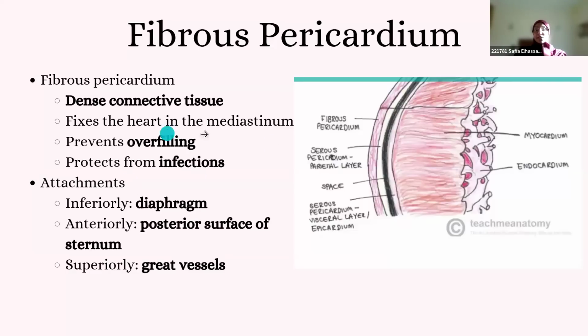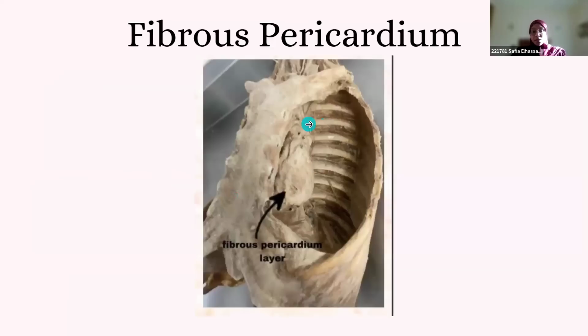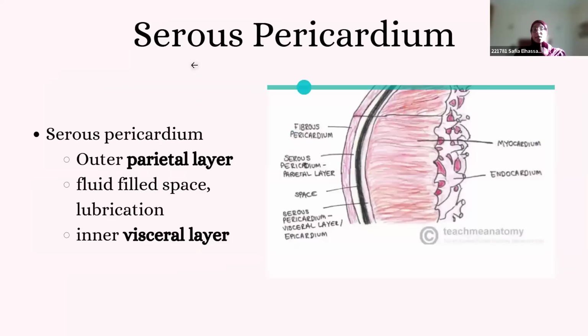It also fixes the heart to the mediastinum, and this is because it attaches inferiorly to the diaphragm, anteriorly to the posterior surface of the sternum, and superiorly to the great vessels. It also has a protective function, and it protects the heart from infections. So here's just a cadaver picture of the fibrous pericardium. And let's talk about the serous pericardium.